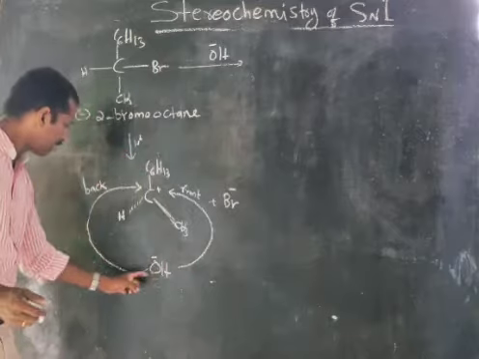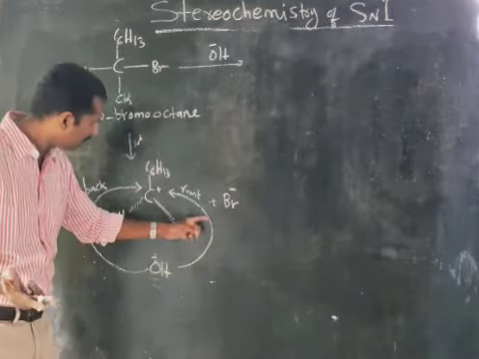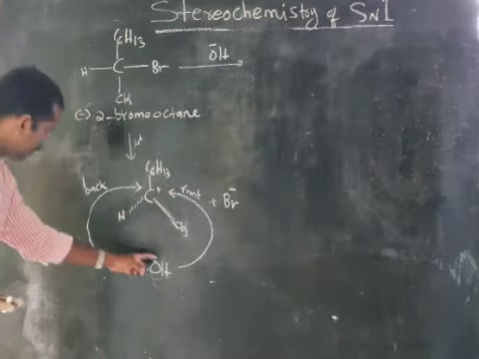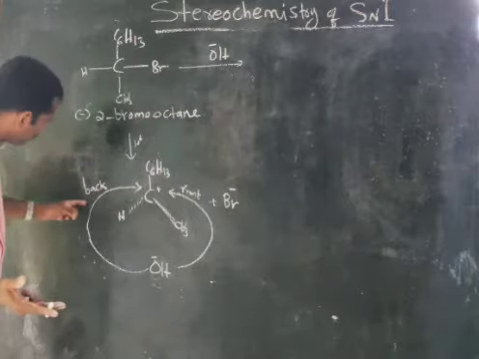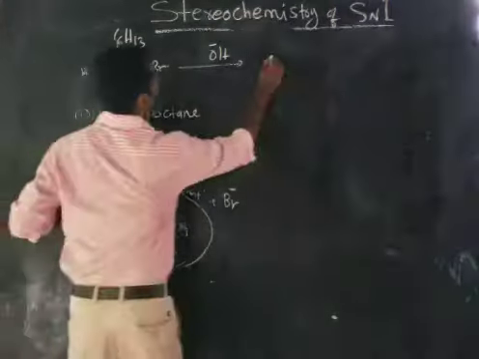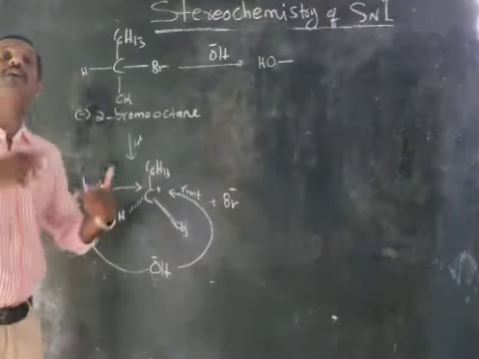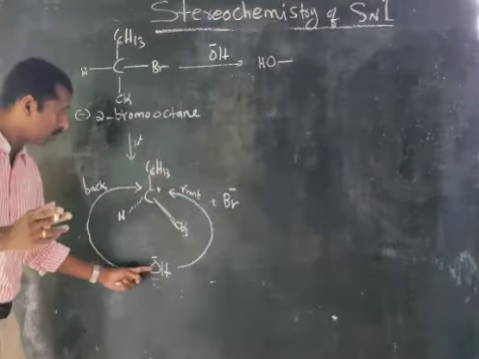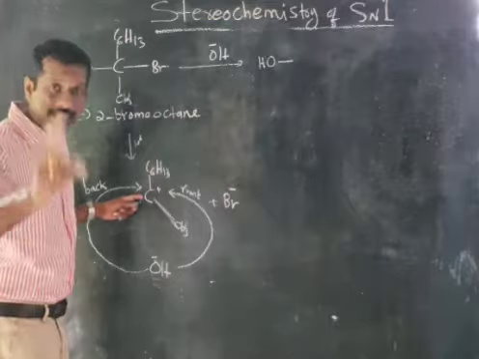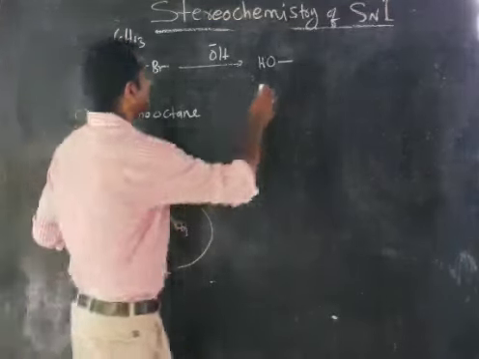There are two possibilities because the carbocation has a planar structure. The nucleophile can come and attack from the backside, and similarly it can attack from the front side. If the nucleophile is attacking from the backside, what will you get? If there is a backside attack, there will be inversion of configuration.